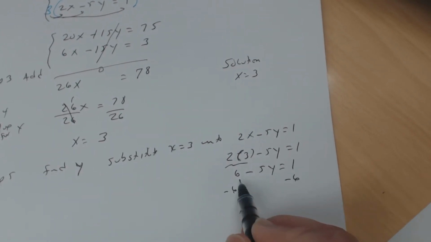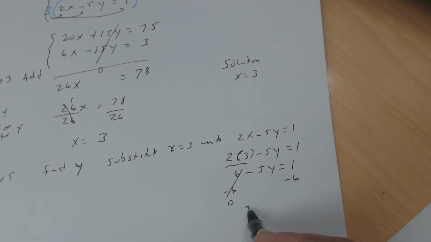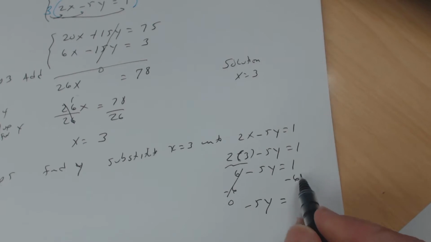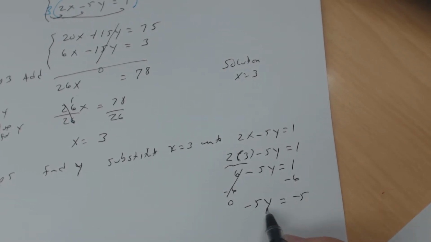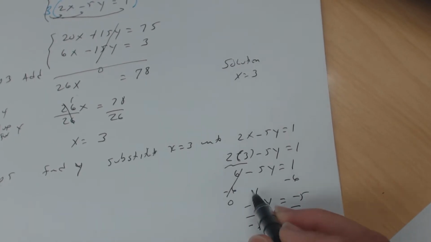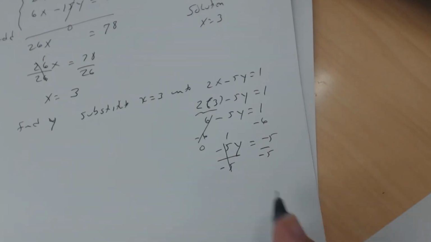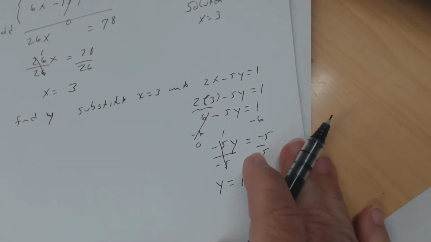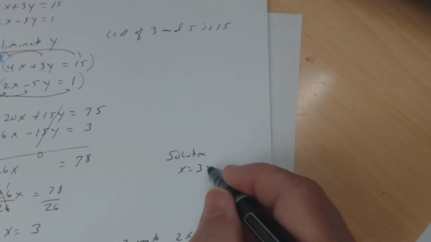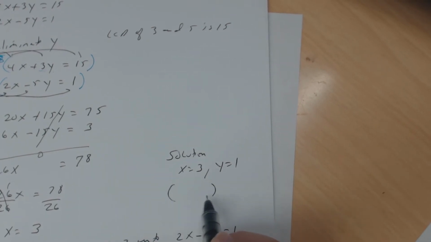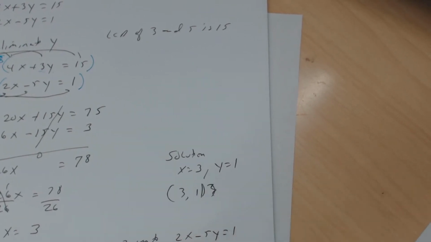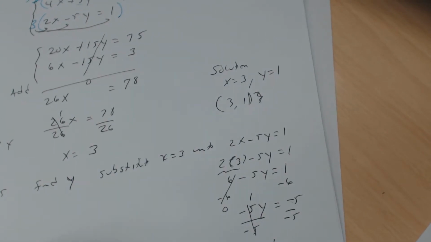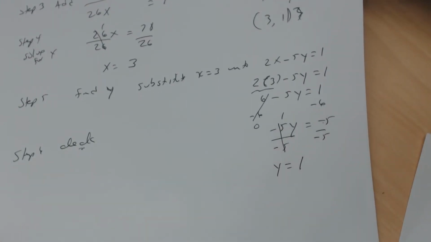Subtract 6 from both sides. 6 minus 6 is 0. 0 minus 5y is a negative 5y, equal 1 minus 6 is -5. And then to get y by itself, I divide both sides by -5. -5 divided by -5 is 1, and 1 times y is y. So I get y to be 1. The y coordinate of my solution is 1. So as an ordered pair, it's (3, 1). Remember step 6 is to check, but we already did that.